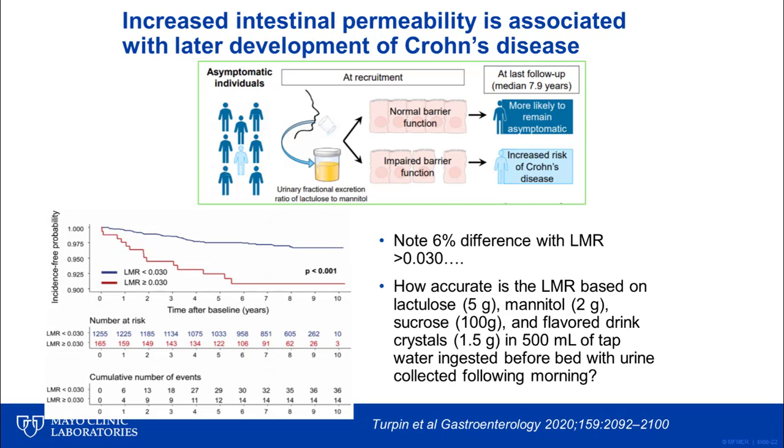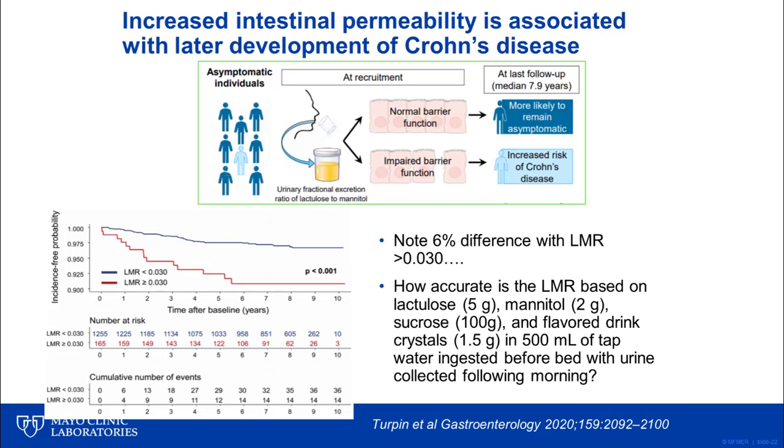But I want to point out a couple of things. The first point is that the y-axis doesn't go down to 0. So this difference, which looks massive, is really at most a 6% difference. The second point I'd like to make is that the way the permeability was studied included lactulose and mannitol at doses of 10 grams and 5 grams and 2 grams of mannitol. And we have no idea about baseline contamination or variation between individuals, or indeed within the same individual over time.